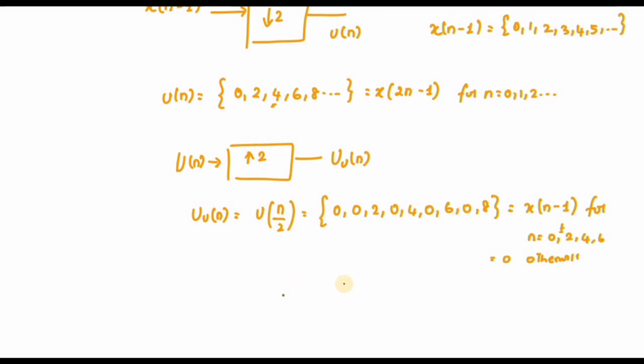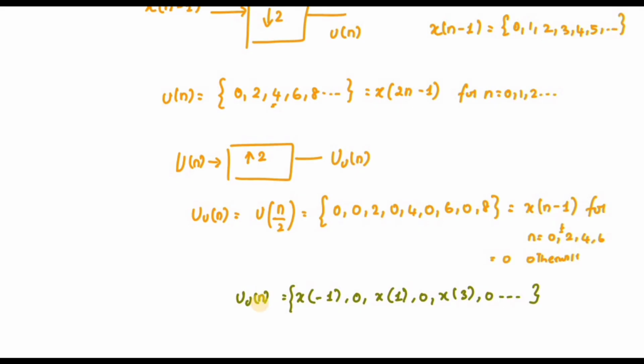If I expand this, it becomes x of minus 1, comma x of 1, comma 0, because for 1 it is 0, for 2 it is x of 1, for 3 it is 0, for 4 it is x of 3, comma 0, and it goes on. So this is your u of n.